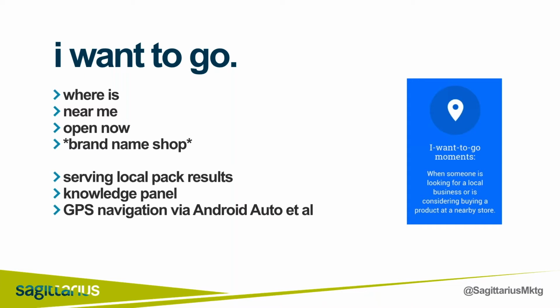It could give you a knowledge panel about that actual brand or store. It can also be used for GPS navigation. So, for example, I've got Android Auto in my car, and if I speak to Google and ask it to go somewhere, it will automatically pull up Google Maps and take me there, no matter what I'm asking it, really.